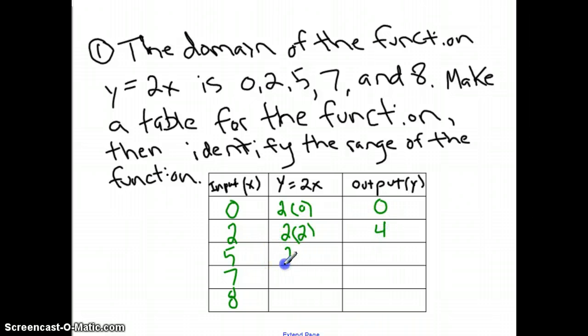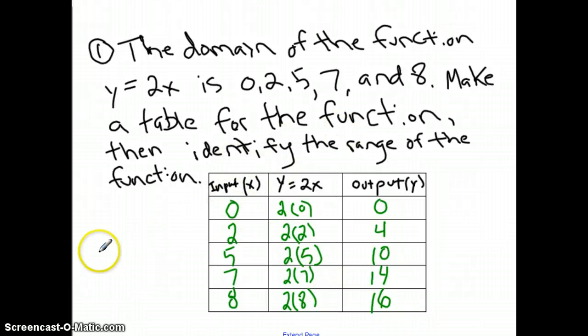Then we're going to do 2 times x again, but in this case, our input, our x value is 5, so we have 2 times 5, which gives us 10 for an output. If we put 7 in for x, or the input, we have 2 times 7, that gives us 14. And putting 8 in for x, or the input, gives us 2 times 8, which is 16. So we've completed the table for the function.